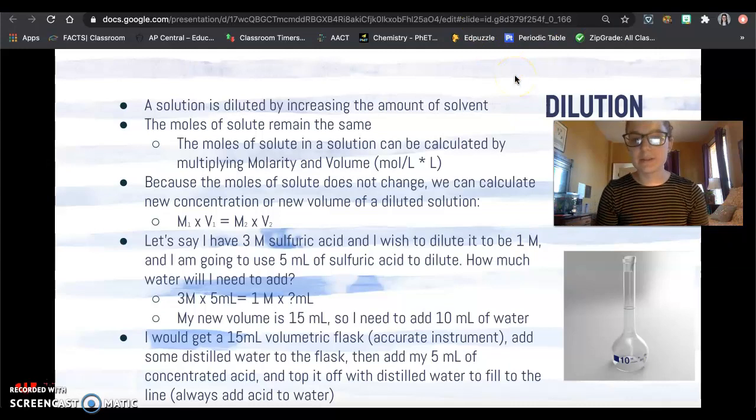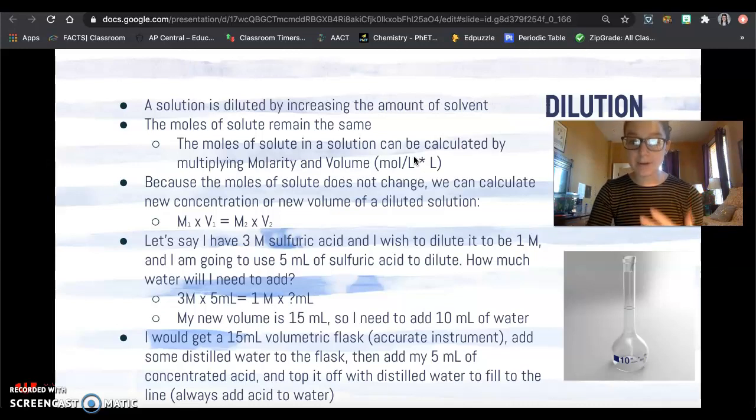So typically we dilute by increasing the amount of solvent. We don't change the number of moles of the solute. I'm not taking out any particles when I'm forming a dilution. I am simply adding solvent. So if the moles are staying the same, I'm adding solvent, which is going to change the volume, which is going to dilute, making a lower concentration of the solution.